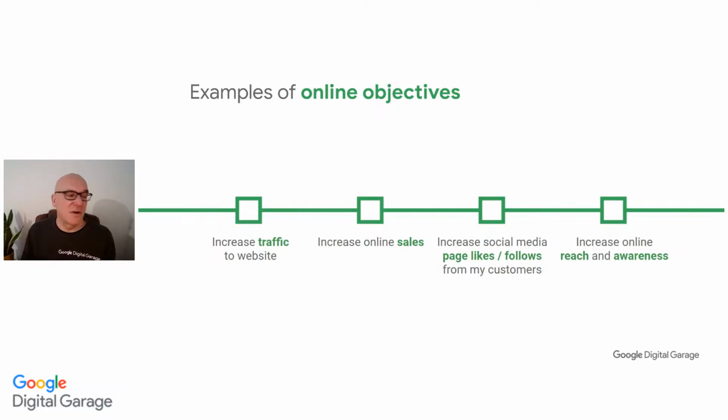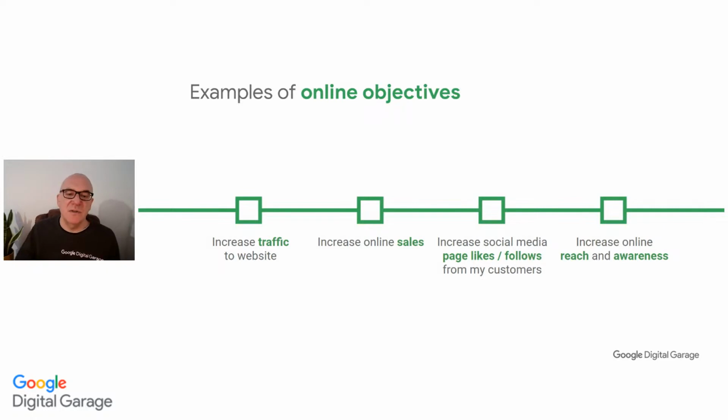We might want to increase our online sales. I'm sure that is a big goal for a lot of organizations. We might want to increase our social media page likes and follows, because, again, if that's a business goal, it's something we can start to measure. How many people liked that post? How many people started to follow me after a particular campaign? Maybe we want to increase our online reach and awareness so that we're building awareness and engaging new customers. So there are lots and lots of different goals that we can bring into line that we can start to measure later on once we've created our appropriate campaigns.